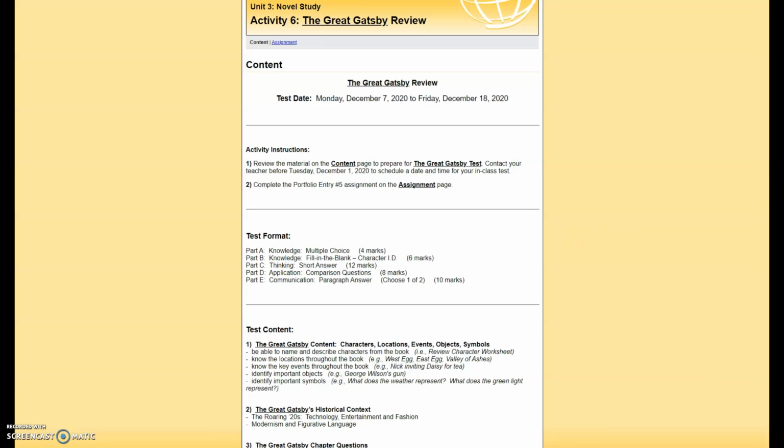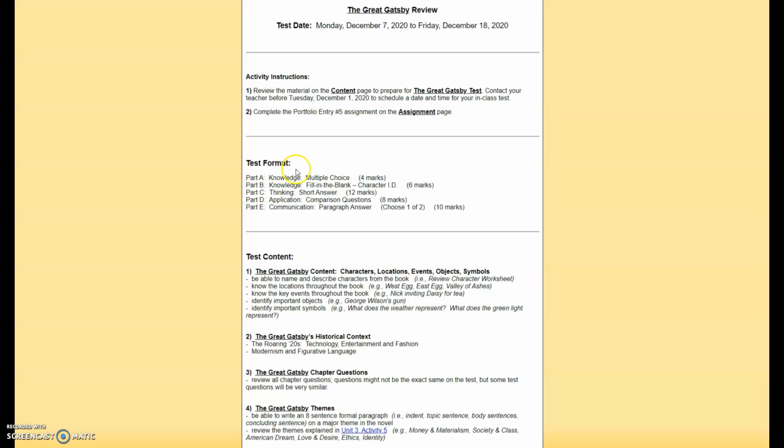To start with, if we look at the test format, the test is going to be broken up into 5 different sections. The first page will have multiple choice. There will be 8 multiple choice questions, each worth a half mark. Those will be straightforward content style questions where I'll ask about characters or locations or events, and then you'll just circle the one correct answer. You'll have 4 choices.